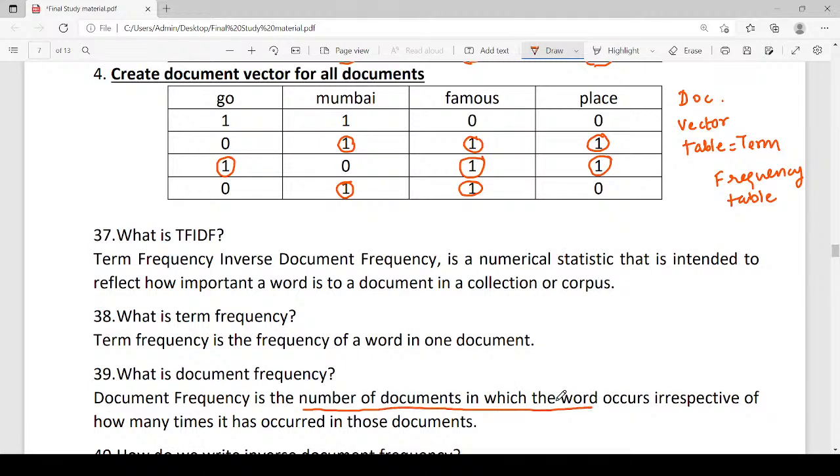So the maximum value could be the total number of documents. It cannot go beyond that. If you are given two documents, okay, I am giving you a question. If you are given two documents, what is the maximum document frequency? What is the maximum document frequency in this case? Exactly 2. Very good. So the maximum document frequency in that case would be 2.